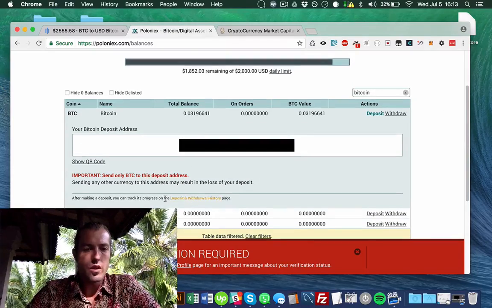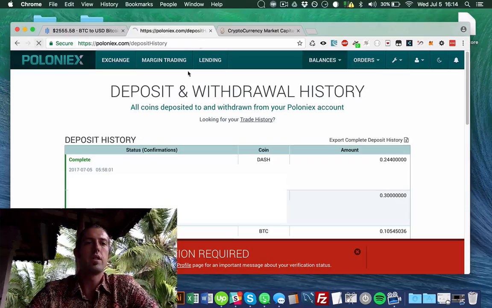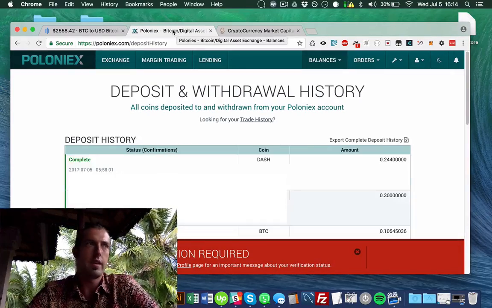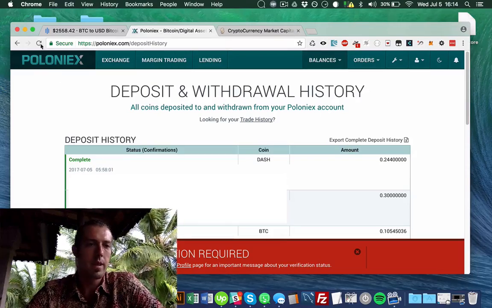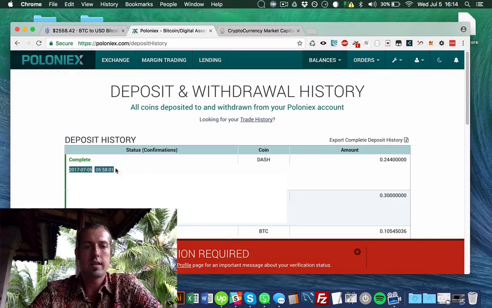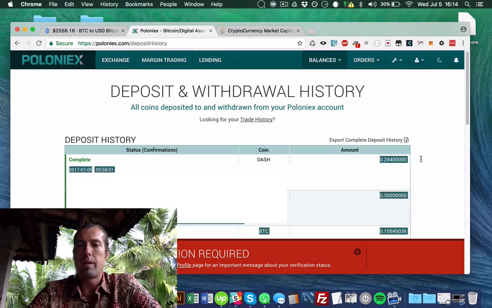So then we're going to go over here to the deposit and withdrawal history page. There's a link down here. Just refresh this page every so often. I wouldn't just sit here, you know, maybe go do something else and then come back every once in a while and refresh. And then once you've seen that you have a new transaction, check the date over here, make sure it's the Bitcoin you sent over and the amount.